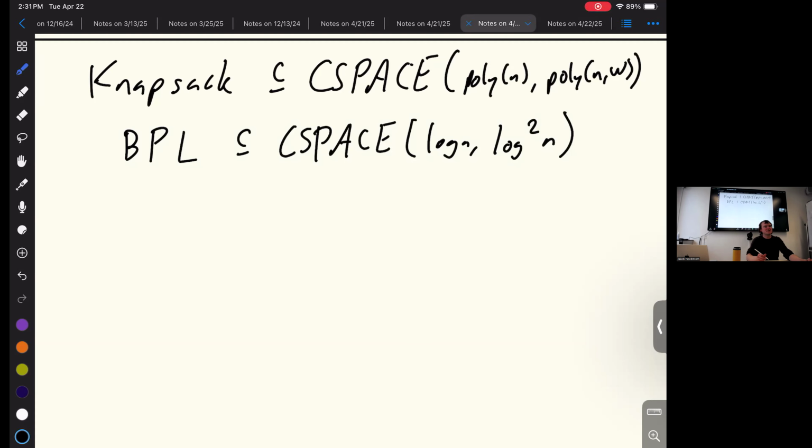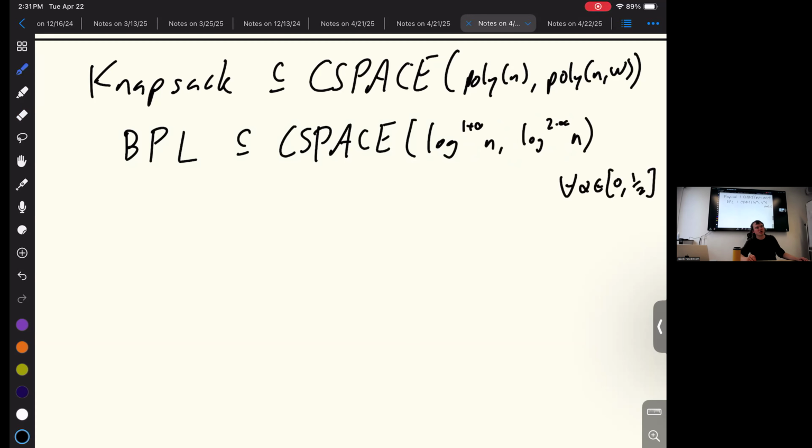Now, in terms of robustness, do you expect it to become 3/2? So I should specify you can do this in log to the (1 plus alpha) n... log to the (2 minus alpha) n for all alpha in [0, 1/2] inclusive. So it depends on what you're shooting for. This is a similar trade-off to what happens in the real world.